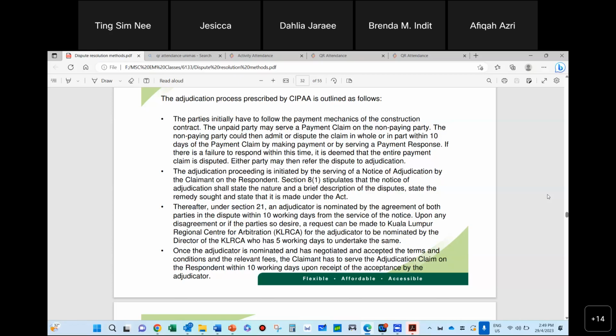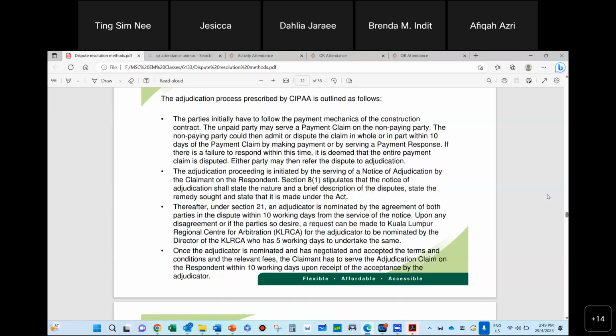Either party, let's say the contractor claims something and the client disagrees with it, they can actually serve this to adjudication. Like I said, it is already statutory. So the adjudication process in CIPA says that the claimant just has to serve a notice of adjudication on the respondent. Section 8.1 stipulates that the notice of adjudication must state the nature and a brief description of the dispute, state the remedy sought, and state that it is made under the Act.